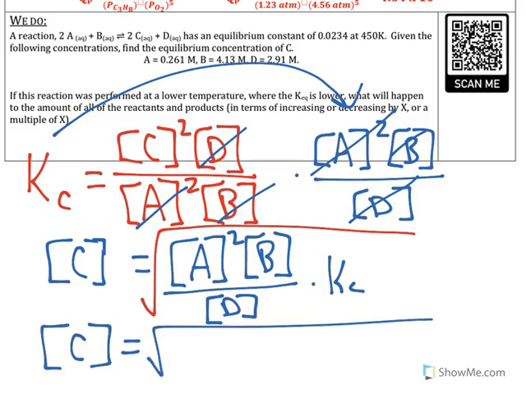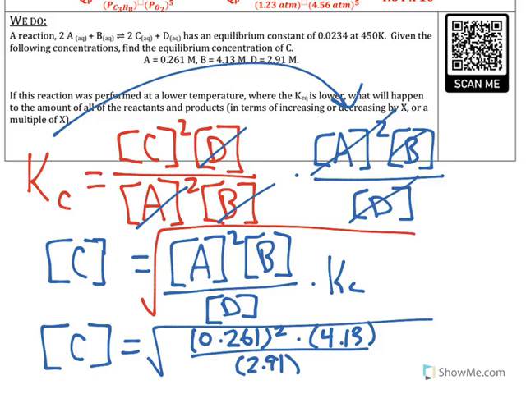Square root of this guy equals 0.261 squared times 4.13 over 2.91 times the value of the equilibrium constant, which they gave me, 0.0234, which is still inside that square root sign. Okay. And I have lost my calculator apparently, so I will trust you to plug that in. But it's going to be a small value, and it's kind of irrelevant for this moment.